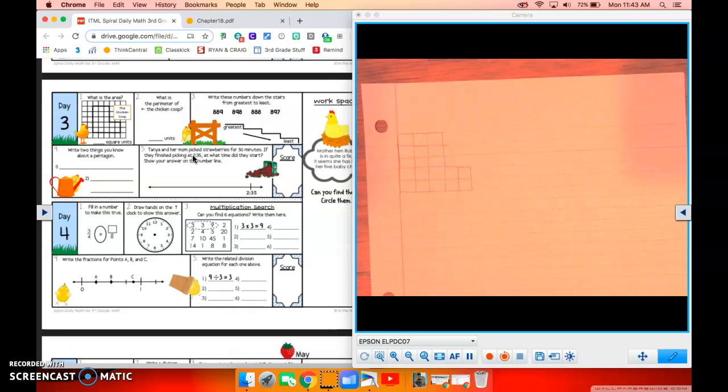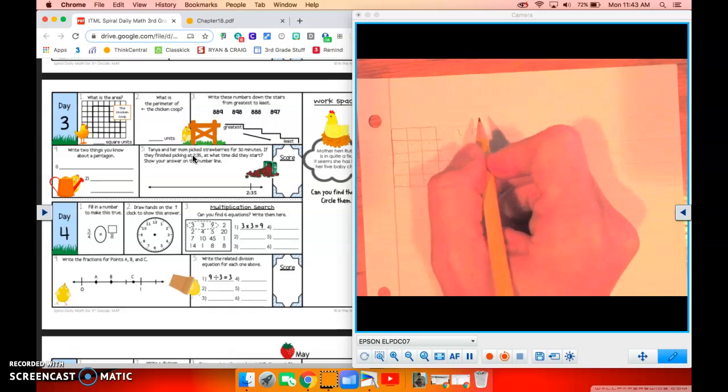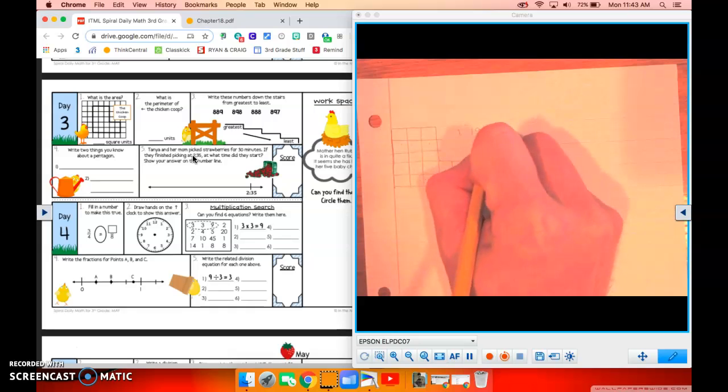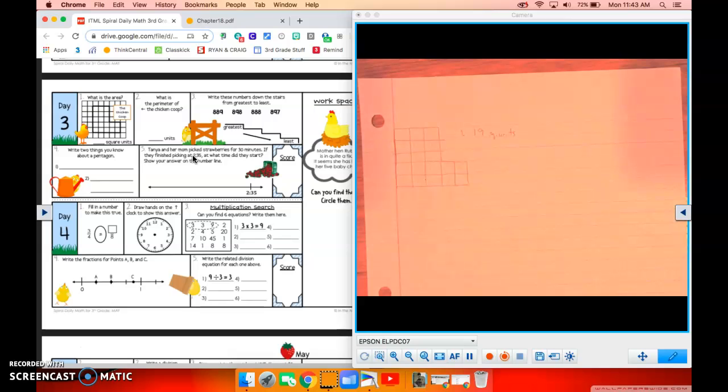What is the area? So we could count how many square units. We have 1, 2, 3, 4, 5, 6, 7, 8, 9, 10, 11, 12, 13, 14, 15, 16, 17, 18, 19 square units. So for number 1, we could say 19 square units. Now we could have put this into a few different pieces too.